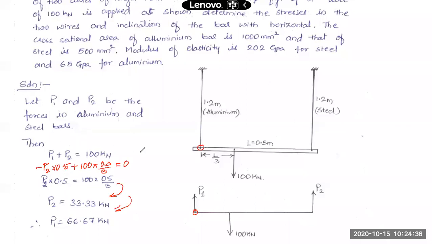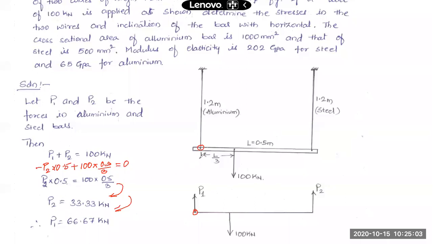So what I have used at the beginning is the two conditions of equilibrium. Summation Fy equal to 0, that is P1 plus P2 is equal to 100, and summation of moments equal to 0, that is minus P2 into 0.5 plus 100 into 0.5 by 3 should come out to 0. Using these two equilibrium conditions, I'm getting P1 and P2.